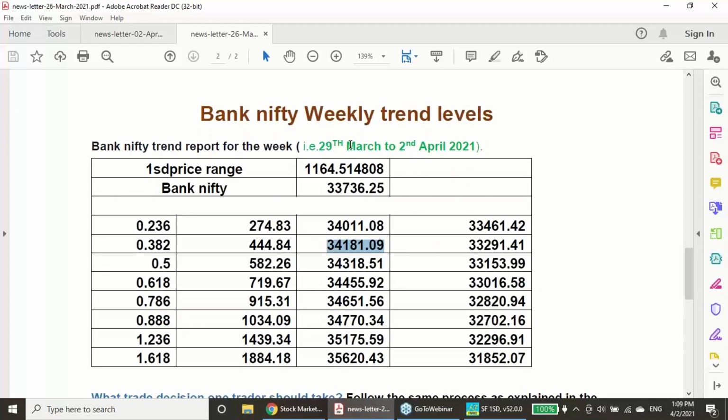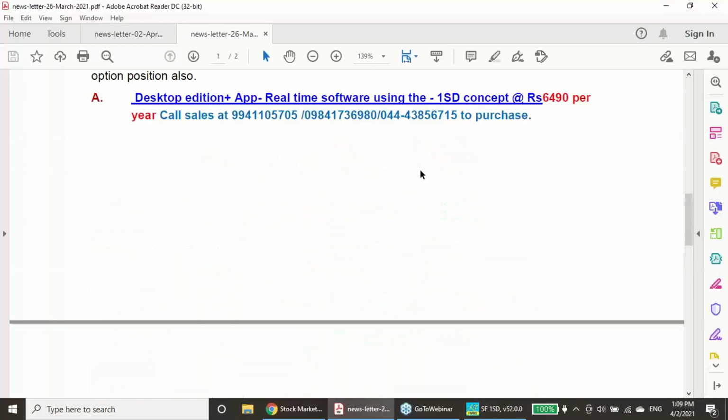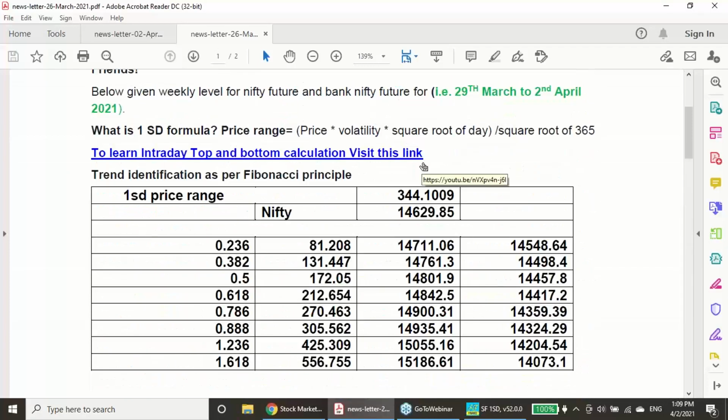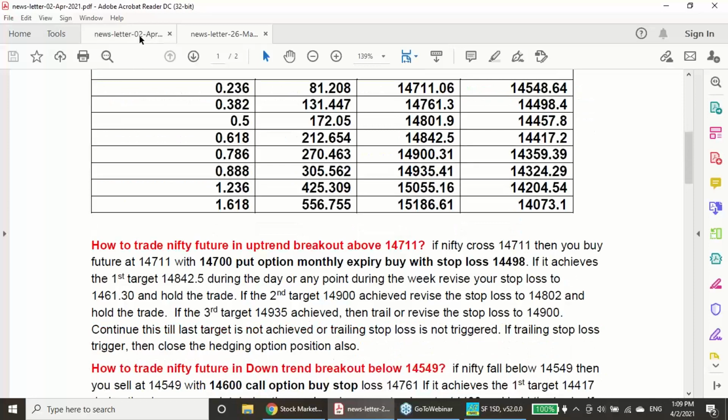So we have given the report 29th to 2nd April. However, 29th was a holiday. So 29th of March to 2nd April. So here it's a very short week, 30th, 31st and 1st were 3 working days. So how far this report has performed, that we will discuss a little. Then I will just take you to the new report.